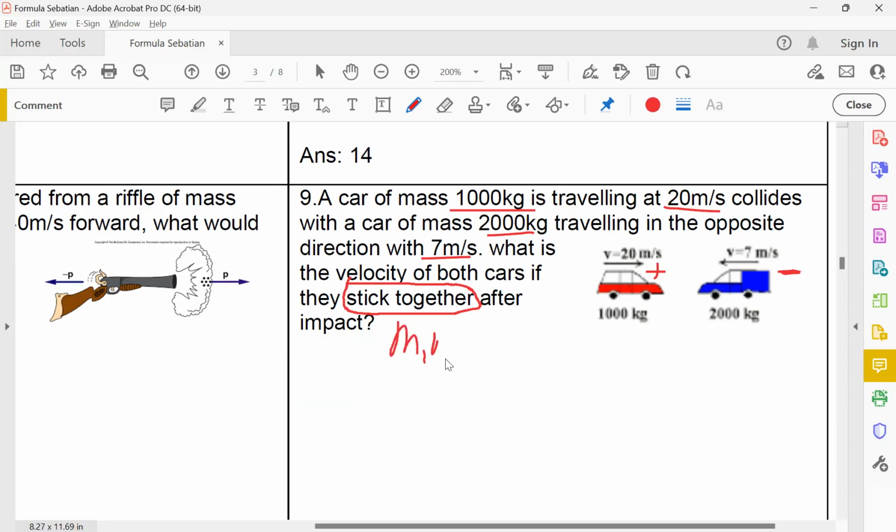It will still be M1U1 plus M2U2 equals M1V1 plus M2V2. Are you serious, bro? How will the formula morph? I told you this, right? Refer to your notes again. Tell me what would happen to the formula if they stick together.